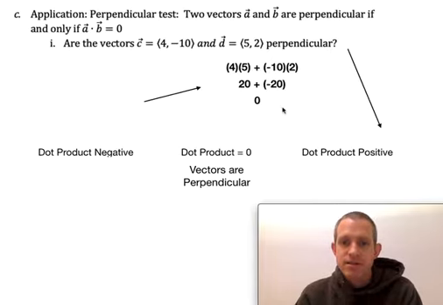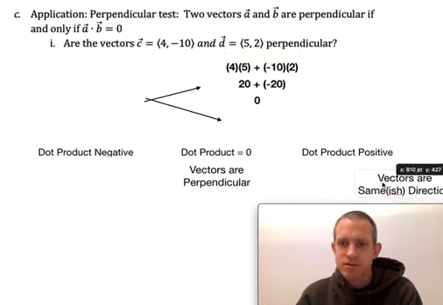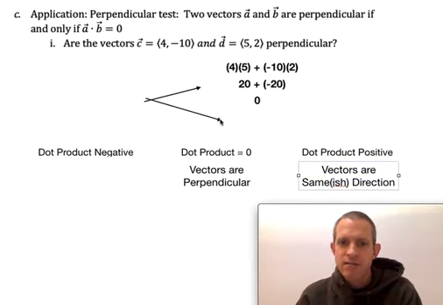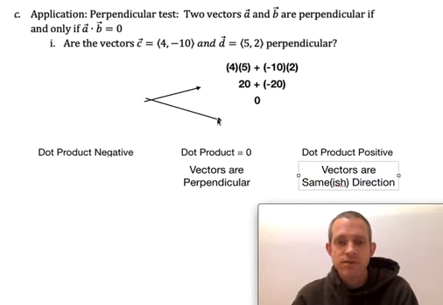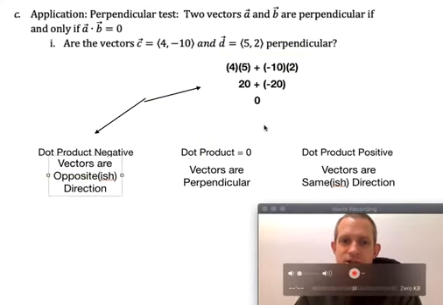Now, if you find that the dot product of two vectors is positive, well, that means the vectors are going in basically the same general direction. And if you find that the dot product is negative, then that means your vectors are going in basically the opposite direction.